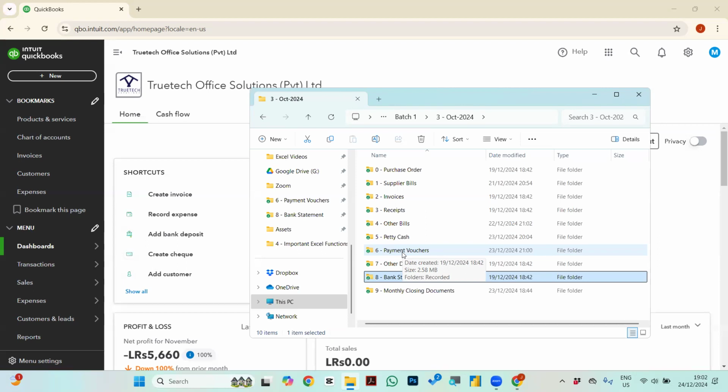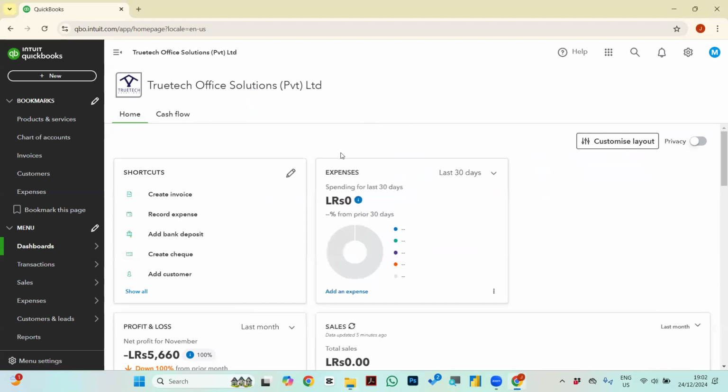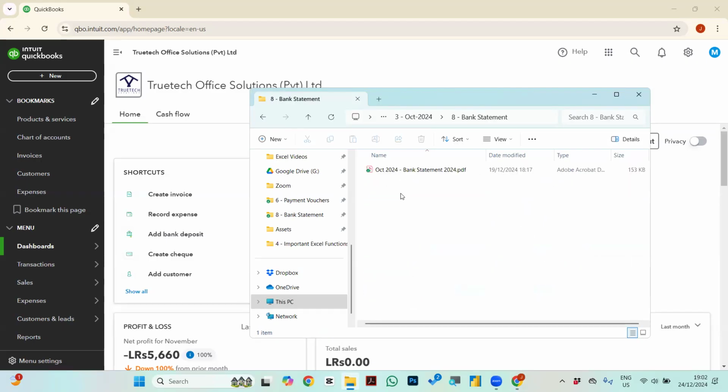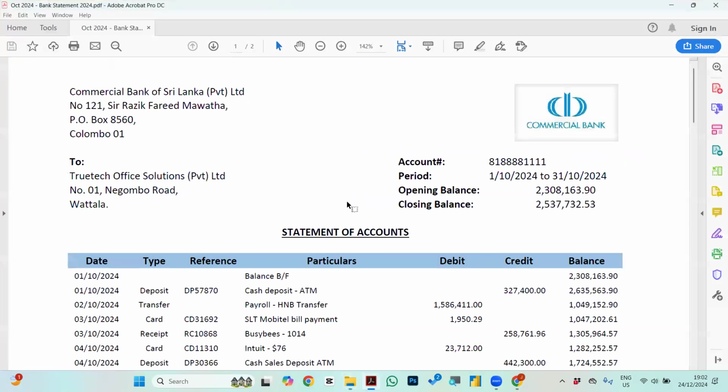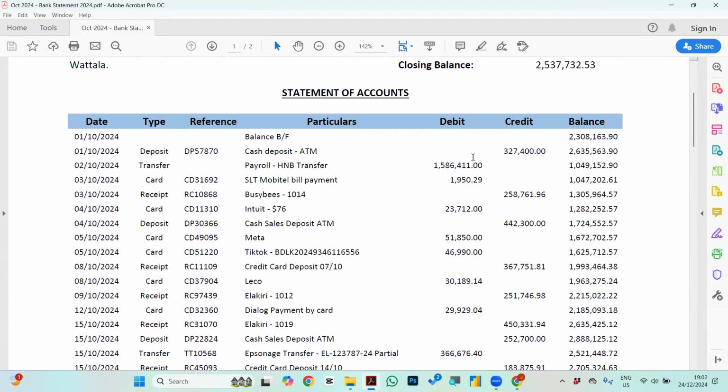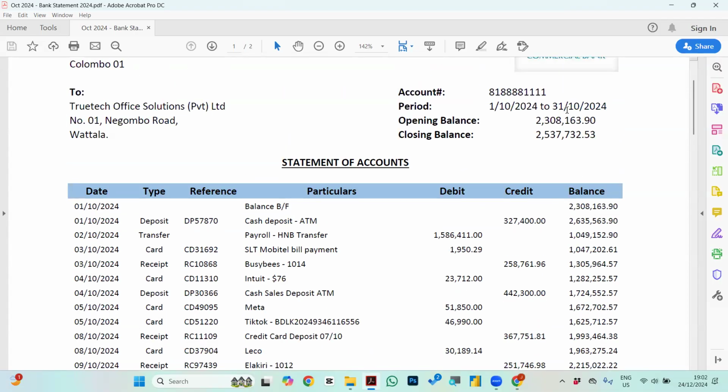So we are going to do a bank reconciliation. In order to do that, we have the bank statement here with us. These are actually not real bank statements, but it's from the bank, with the mutual logo. This bank statement contains all the debit and credit values and balances. This is the opening balance, and this is for the month of October, from 1st October till 31st of October.